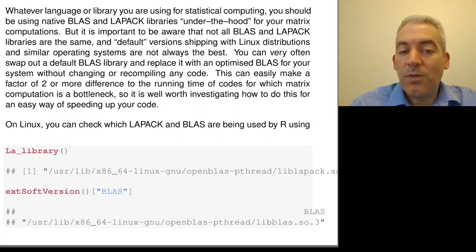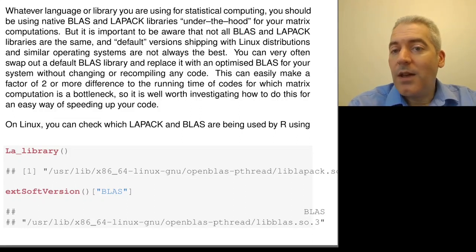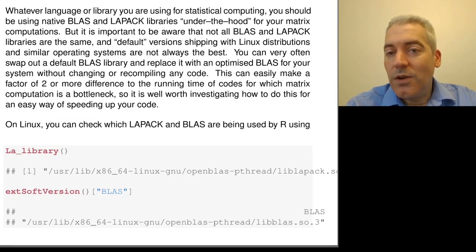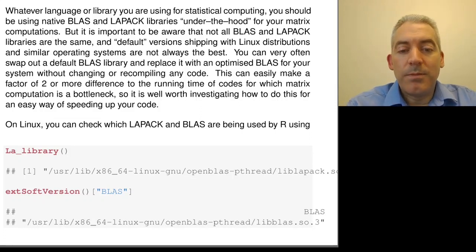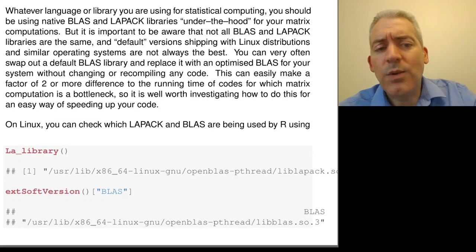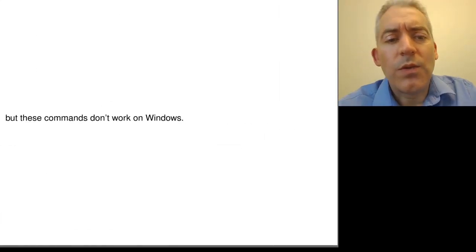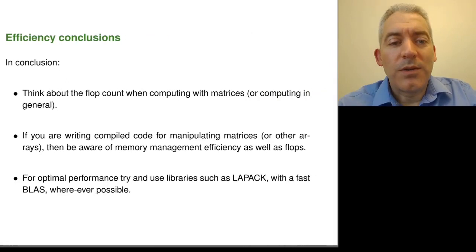So if you've got multiple ones installed, just to make sure it's picking up the one you want it to and not some old useless one you've got lying around. Okay, so that's a useful thing to know about. But like I say, this works on Linux, but it doesn't work on Windows. I don't quite know what you're supposed to do on Windows.